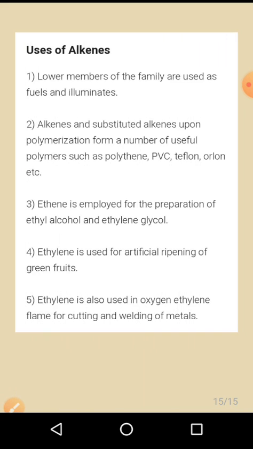Alkenes and substituted alkenes upon polymerization form a number of useful polymers such as polythene, PVC, Teflon, Orlon, etc. So that is used for industry purposes. Ethene is employed for preparation of ethyl alcohol and ethylene glycol.